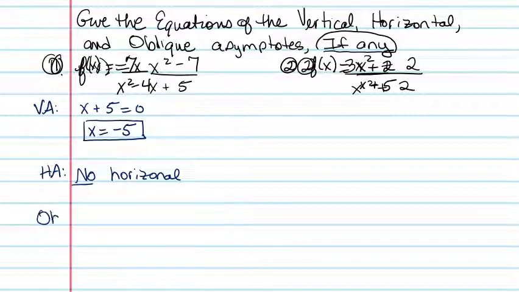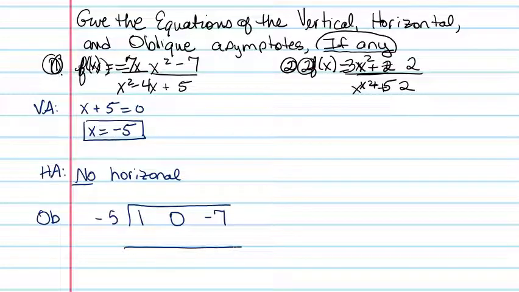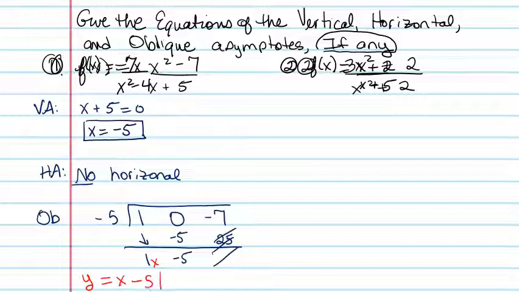Now the oblique, you look at the degrees again, and notice we have a degree of 1 more in the numerator than the denominator. So we are going to do the synthetic division. I'm going to have a 1, a 0, and a -7. I'm going to divide by -5. Bring the 1 down, and then I multiply and add, and multiply and add, and it really doesn't matter what's over here. This is 1x minus 5. My oblique is y is equal to x minus 5. So we found all of them.